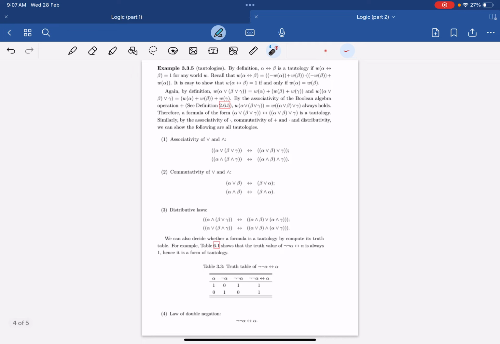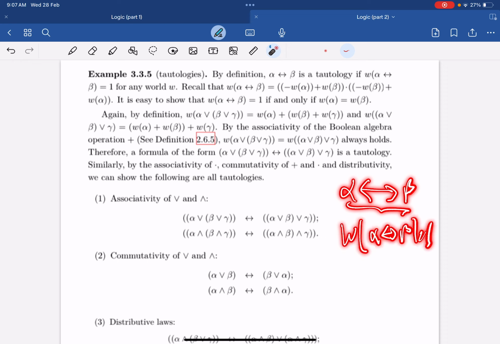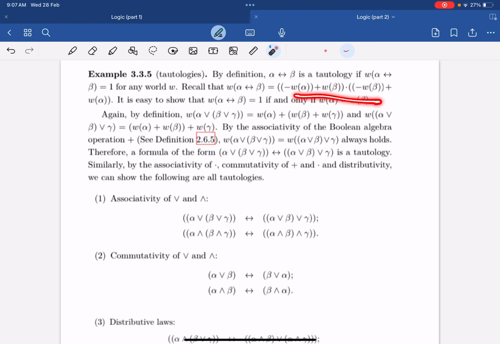Talking more about tautologies, we shall show a list of examples that are true. So by definition, alpha if and only if beta is a tautology means this is only true if the world of alpha implies beta equals 1 for any world. Then, because this is just this formula, we can actually show that W(alpha) must equal W(beta).